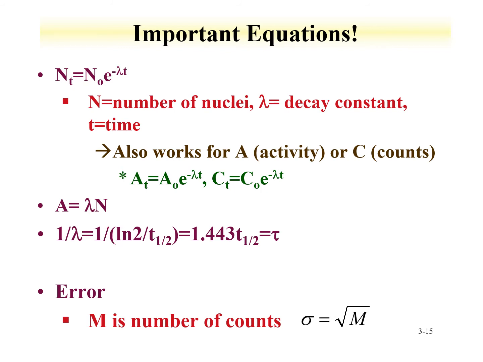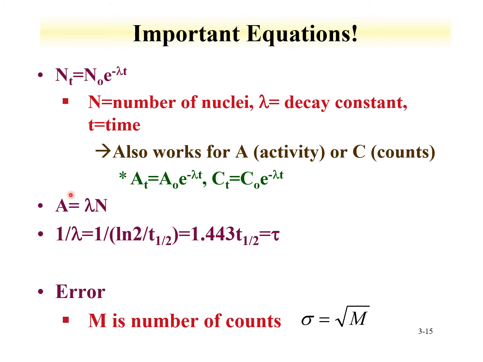We also have activity equals lambda N. So the number of atoms times lambda is equal to activity. So this is becquerel, which is counts per second, and curies, which is 3.7 times 10 to the 10th decays per second. So 3.7 times 10 to the 10th becquerels.